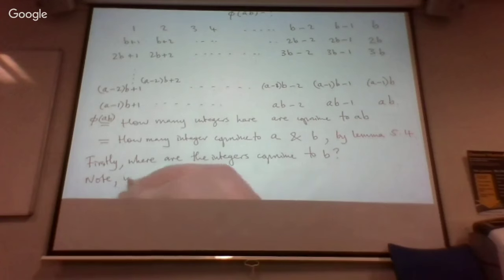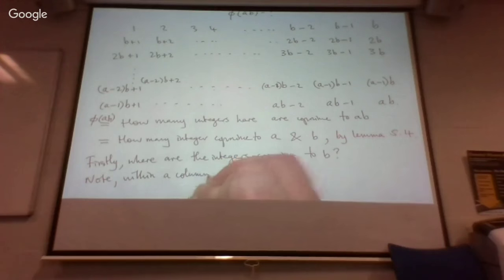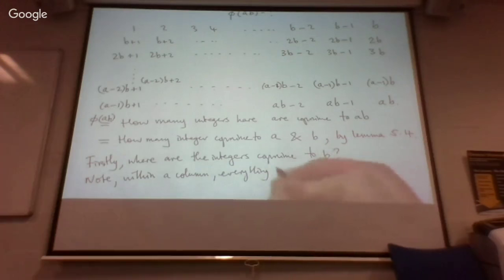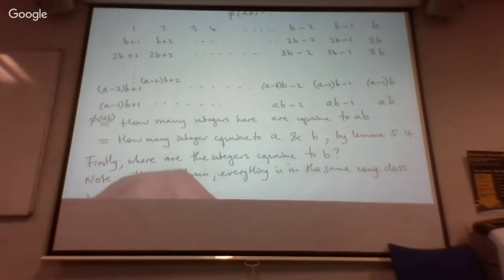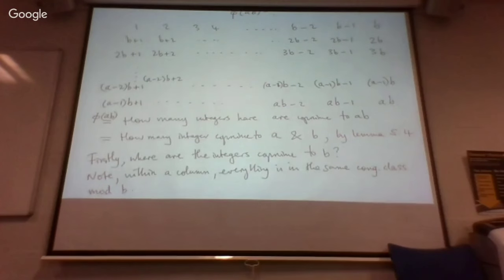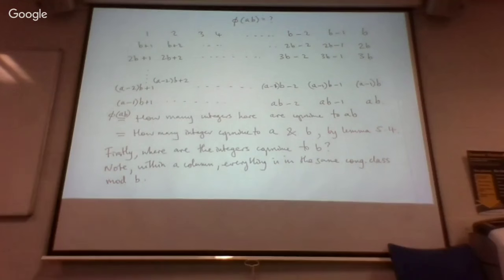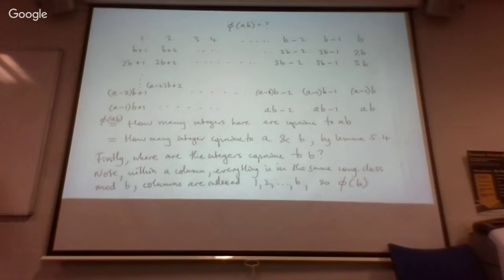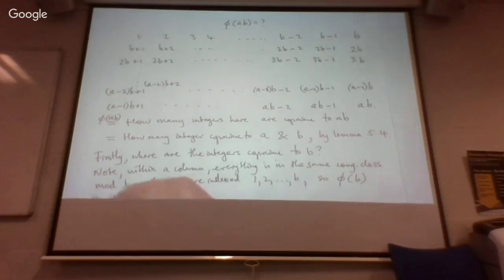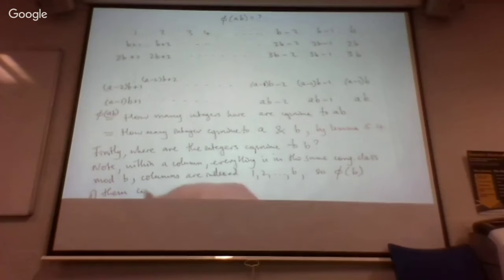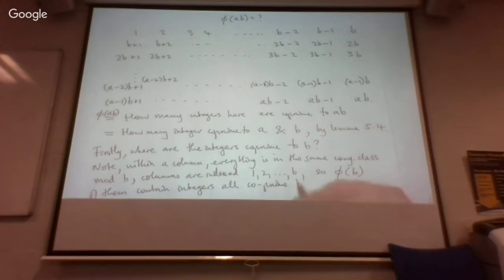So note, within a column, everything is in the same congruence class modulo B. Columns are indexed 1 through B. And so phi of B of them are coprime to B. Those columns contain integers, all coprime to B.